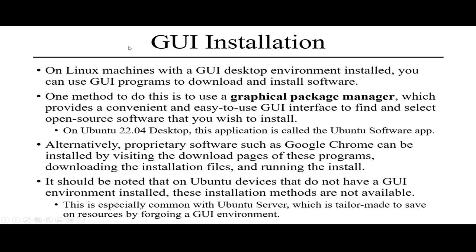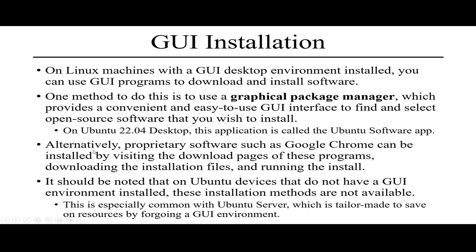So let's talk about GUI installation. If you have a GUI desktop environment on your Linux machine, you can use GUI programs to download and install software. There are graphical package managers, which provide a convenient and easy to use GUI interface to find and select open source software. Ubuntu has a specific app for this, called the Ubuntu Software app. It's kind of like a store, per se, but you don't buy anything. You just look for free open source software, find what you want, download it, and install it.